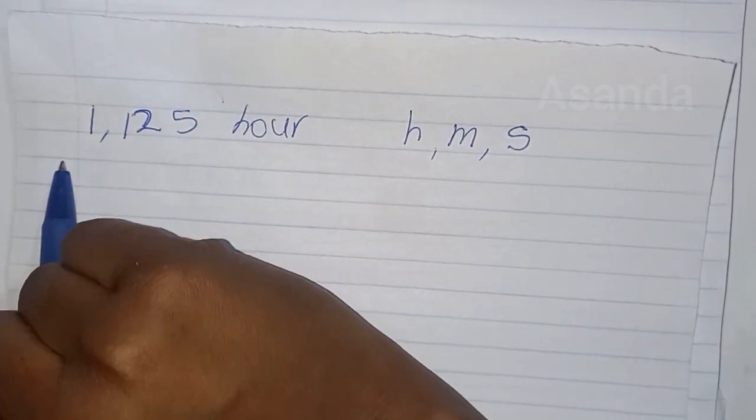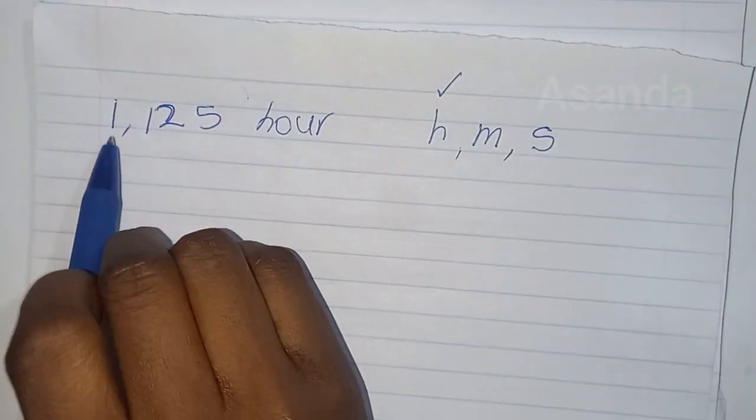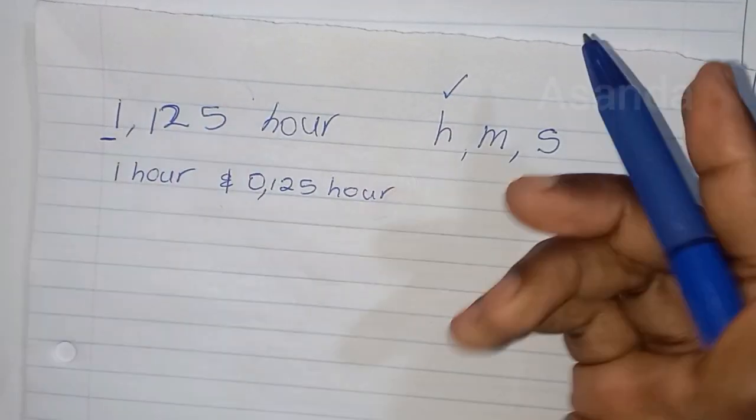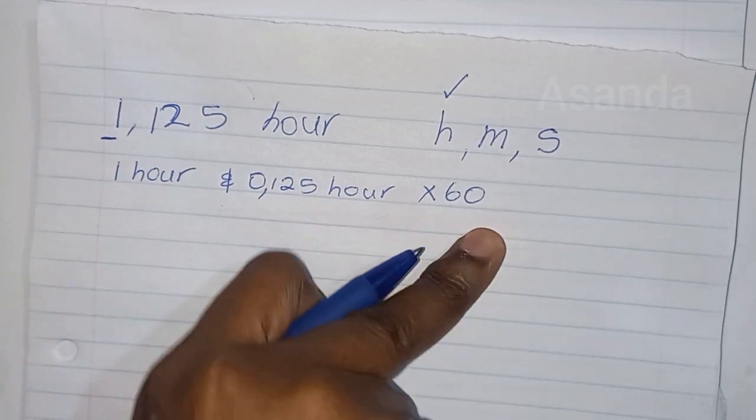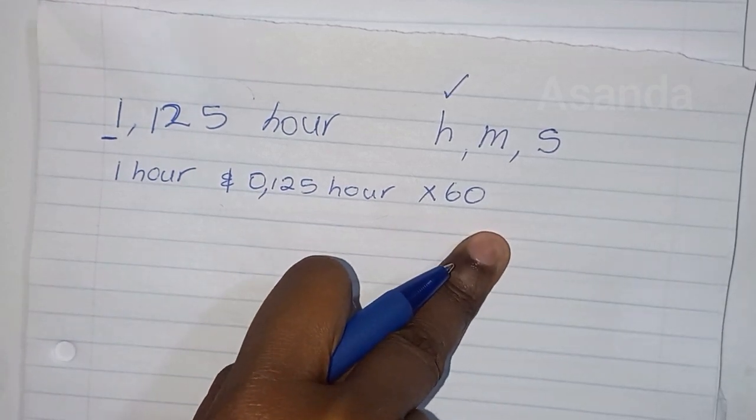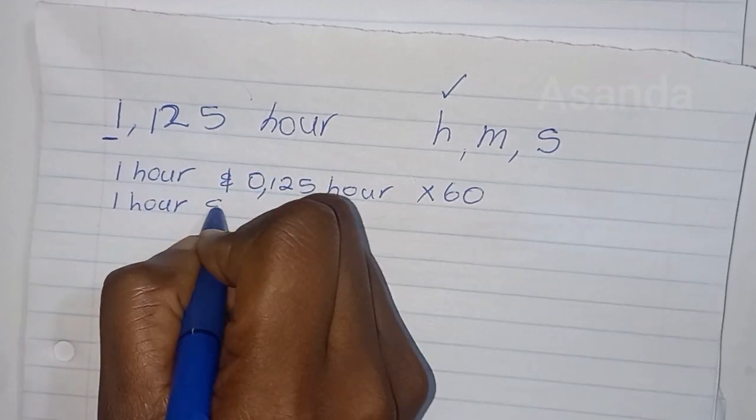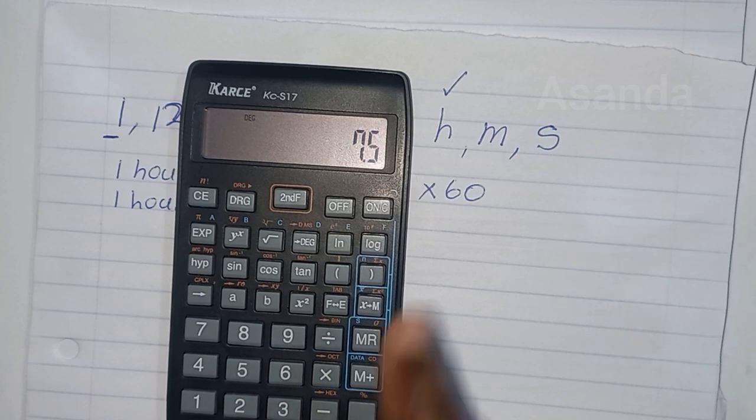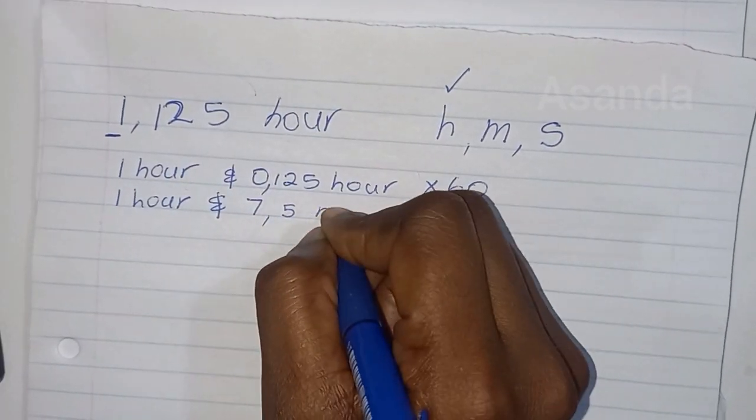So what you do is you start with the big one. And you say how many full hours are here? And we have 1. So I'm going to pull my calculator. What do I do with it? I just multiply it by 60. It's going to go from hour to minute. So we have this 1 full hour here, and let's multiply the decimal part by 60, and we have 7.5 minutes.